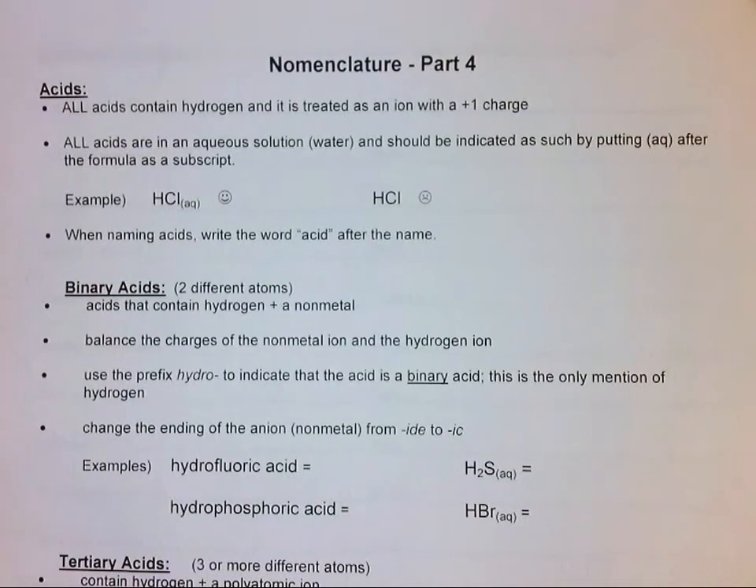Good morning. Nomenclature Part 4. This is our last lecture on nomenclature, and we're dealing with naming acids.